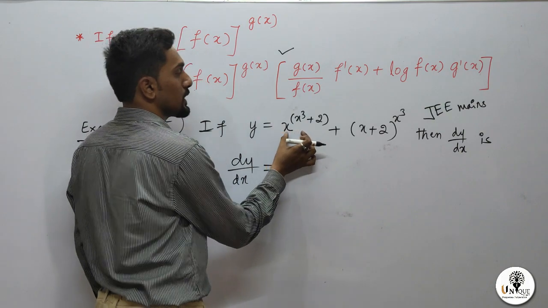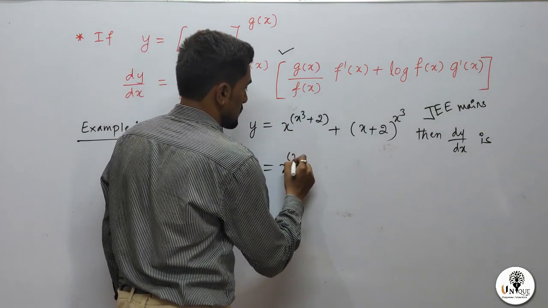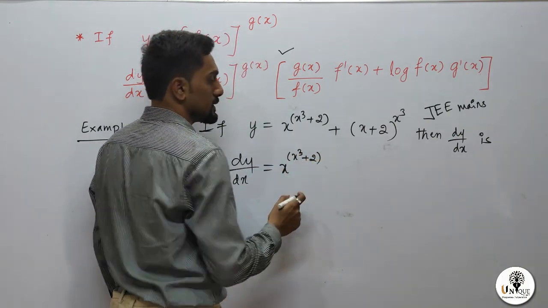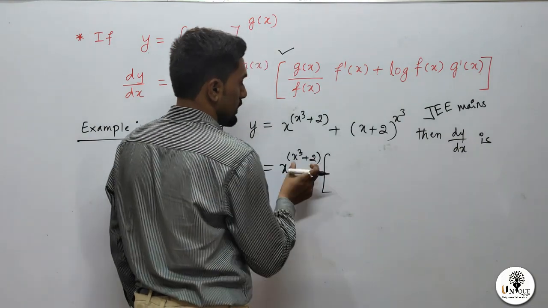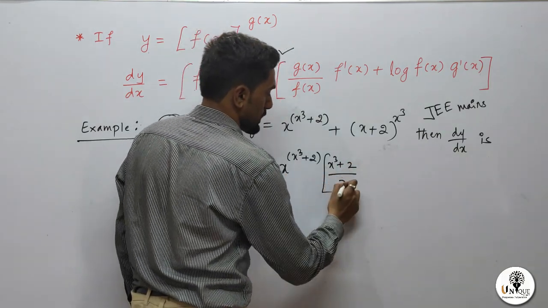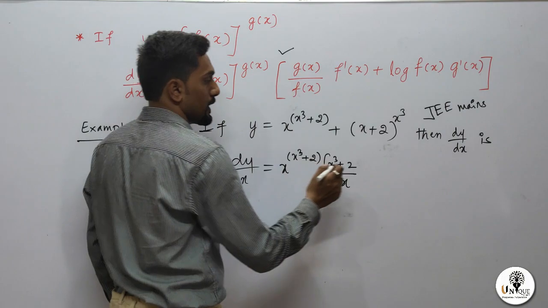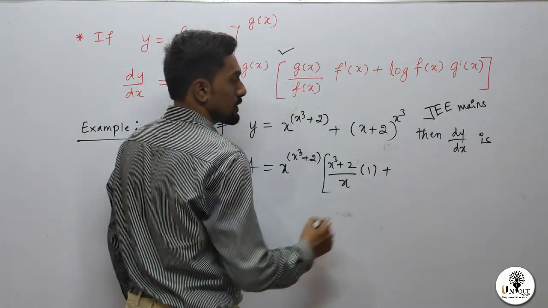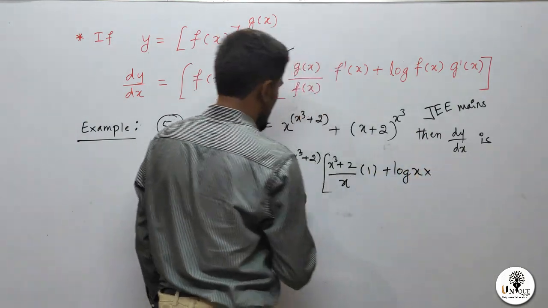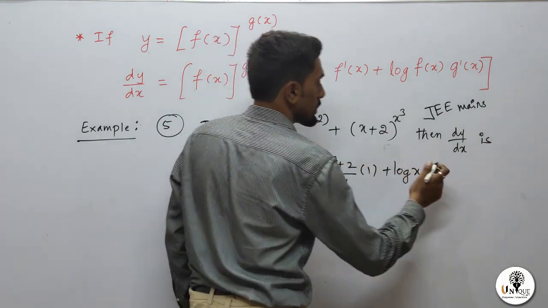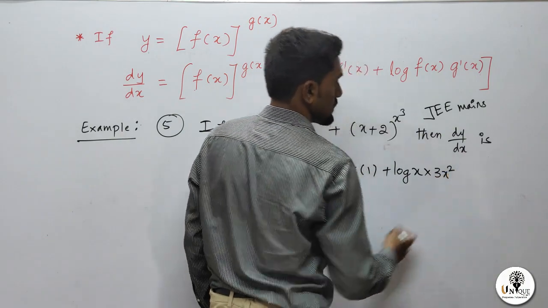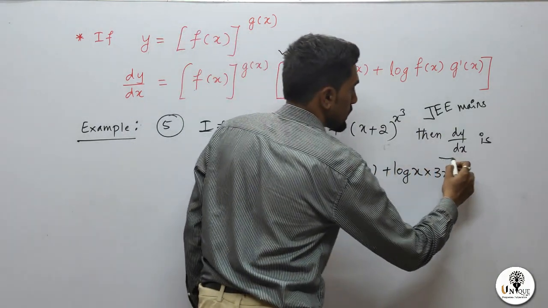So if I differentiate this function, what is the answer you are going to get? X to the power x cube plus 2 as it is, inside the bracket the power, that is x cube plus 2, divided by the base x, into f dash of x. F dash of x is 1, plus log of f of x, that is log x, into what? G dash of x. G dash of x is 3x square plus 0. 3x square plus 0 is 3x square only.